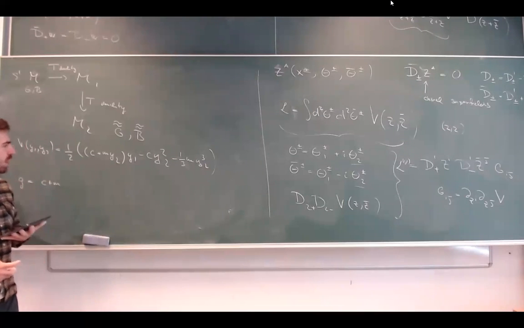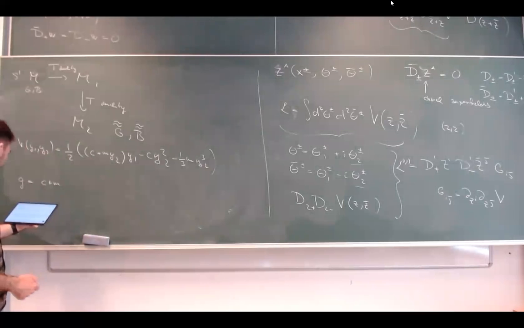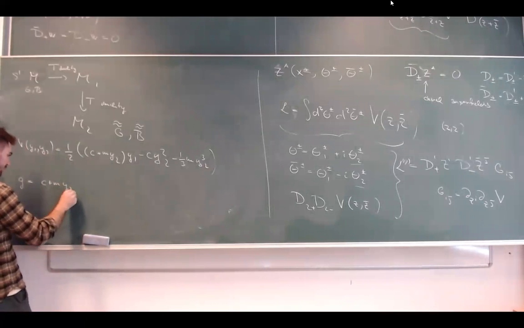Yeah, I mean it's obtained by performing a Legendre transformation twice, and that's why you obtain this. But it doesn't really affect what the G and B are. Right. So this then yields the following metric and B field.